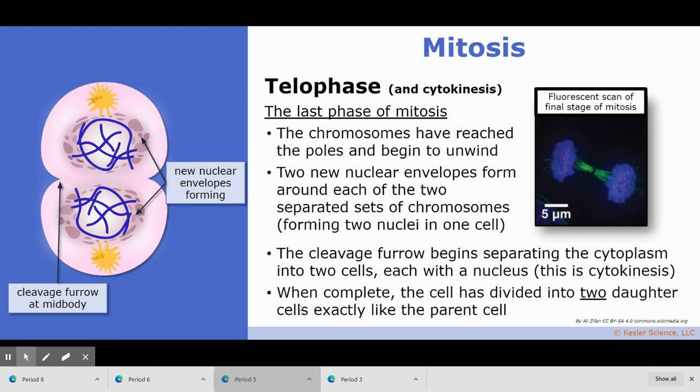When it completely separates, we call that cytokinesis. Cyto is referring to the cell itself, and kinesis is just like the movement of it. So it's referring to the fact that the cell is going to split into two separate daughter cells, and they are going to be identical to that parent cell.